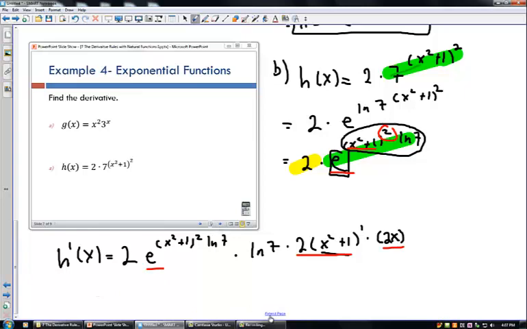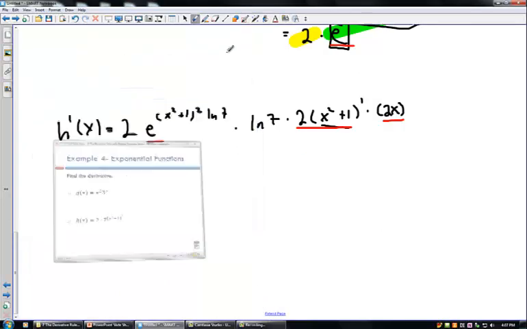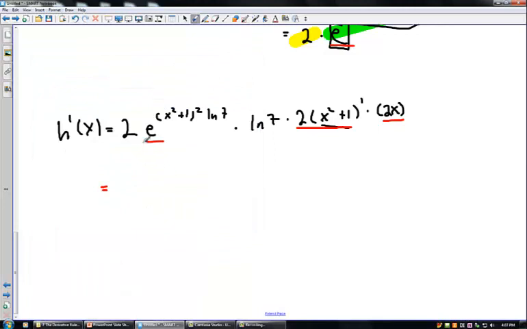So what is this equal to? Let me show you what this is equal to. So I have 2 times 2 times another 2, so I'm going to get 8. What else? Let's see, I have an x right here. So I'll put an x right there. I also have, what else? I have an x squared plus 1 right here. So I'll put an x squared plus 1.